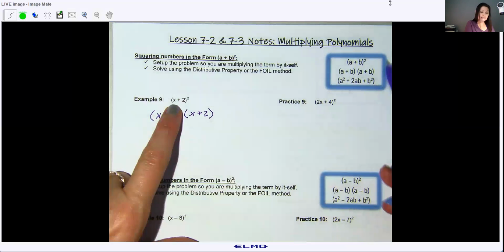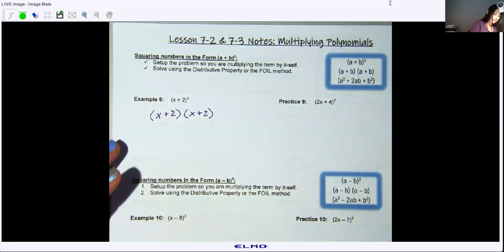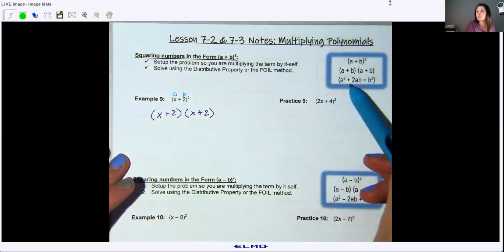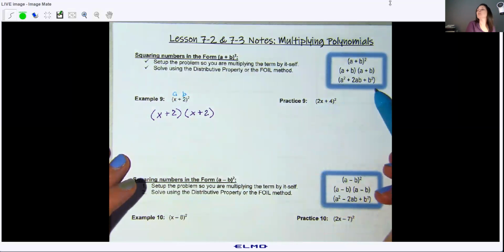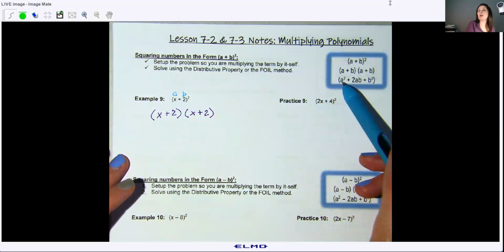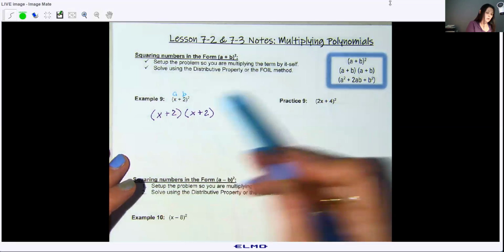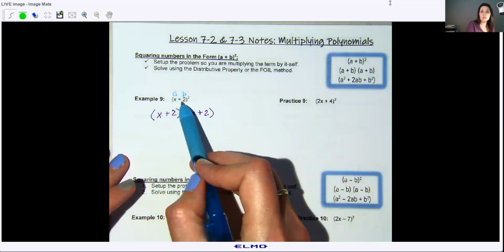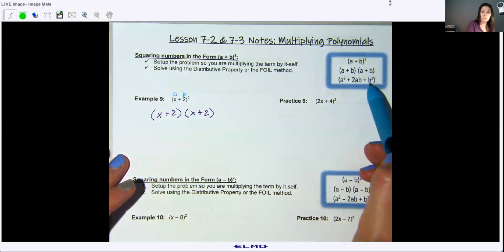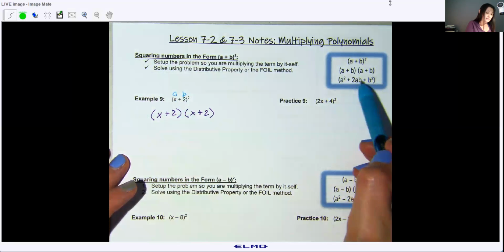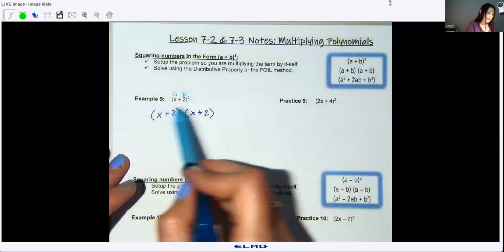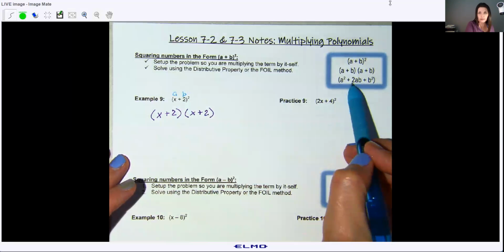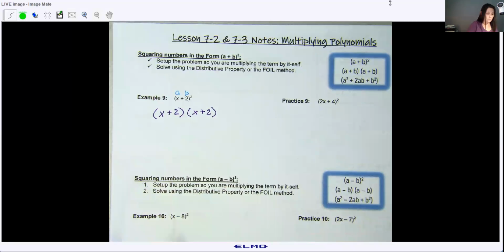Now, if this represents your A and this represents your B, your answer should be something like this, where your first number is going to be a, whatever a is, squared. So in this case, x squared. Your third number is going to be b squared. So if 2 is b, then it's going to be 2 squared, which is 4. So the last term should be 4. And then the middle term is if you take x times 2, you get 2x, and then you multiply that by 2, you should have 4x. So let's see if that's what happens.